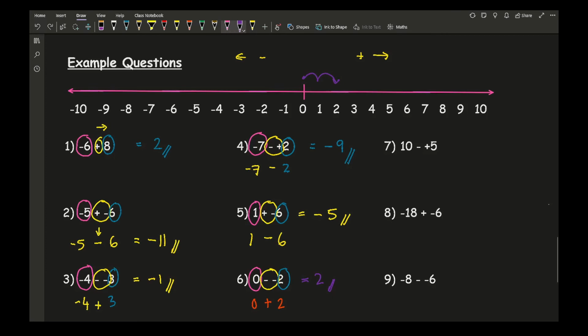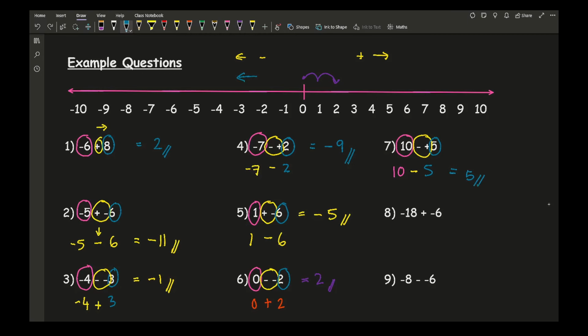And then moving on to question 7. Again, I've got 10. I've got my symbols in the middle, and I've got my number of places. So here I've got 10. Now I've got 2 symbols in the middle, and they're both different, so that's going to be a minus, and I'm subtracting 5. So it's going to be 10 take away 5. So again, I'm going in the left direction, which then therefore gives me an answer of 5.